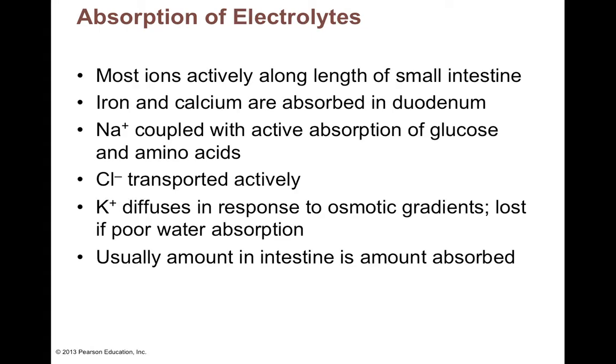Okay, so for electrolytes, ions are actively absorbed along the length of your small intestine. Iron and calcium are absorbed along your duodenum. Sodium is coupled with glucose transport as well as amino acids. Chloride is transported actively. We have potassium diffusion down osmotic gradients. Usually what you absorb in your small intestine is what you're going to absorb for the rest of your body, if that makes sense. One thing that's important to note is that water is only absorbed by osmosis.